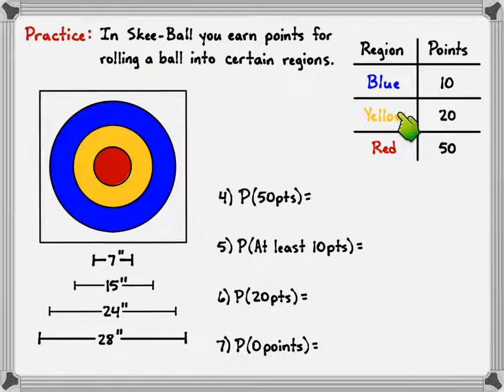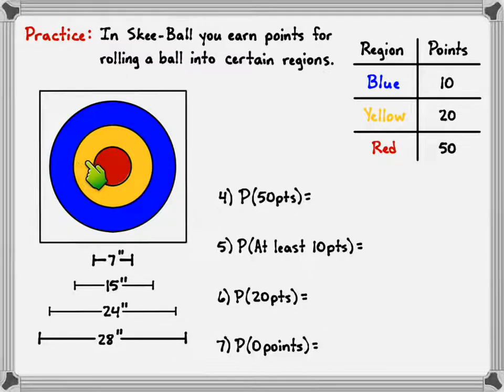Now here's the point breakdown of this thing. If you get it in the blue region, you get 10 points. If you get in the yellow region, you get 20 points. If you get in the red region, you get 50 points. And then we have some information here. We know that the length of this square is 28 inches, and the diameter of the big circle is 24 inches.